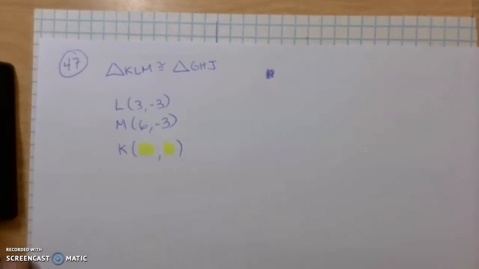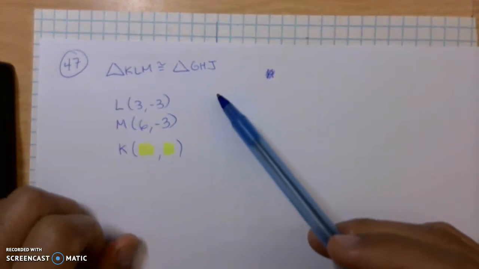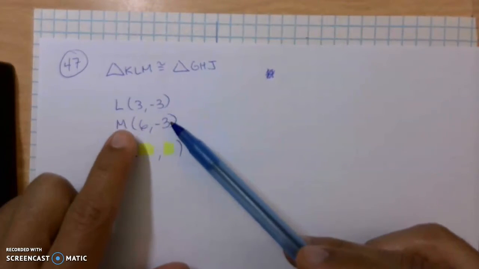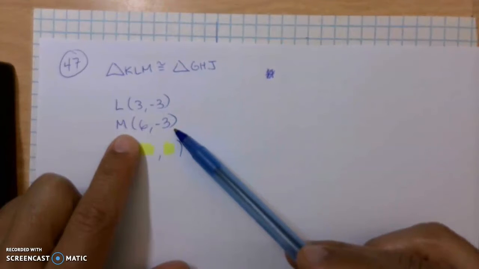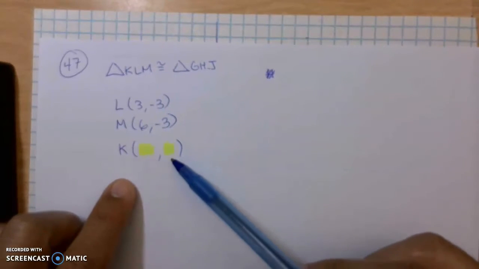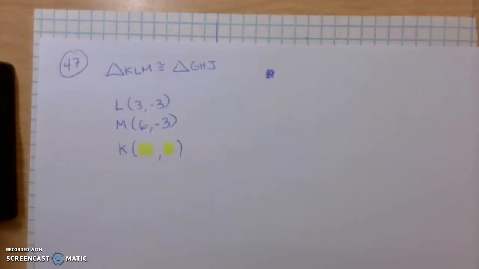Okay, I'm going to move on to number 40. Just reading the book, it says, if L and M have coordinates L (3, negative 3) and M (6, negative 3), how many pairs of coordinates are possible for K? So we're going to figure out answers for K. We're going to put this on graph paper.